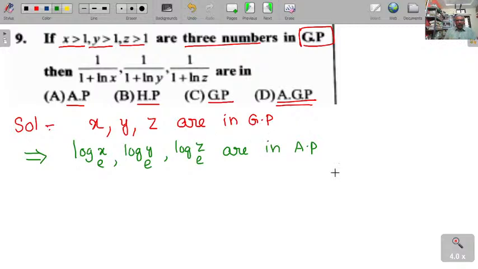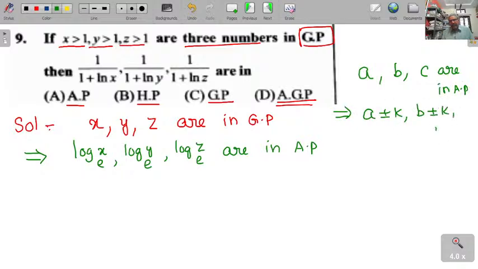Now if you add a non-zero constant term, or even a constant term, to each term of an arithmetic progression, the resulting series is also in arithmetic progression. For example, A comma B comma C are in AP, then A plus or minus K, comma B plus or minus K, comma C plus or minus K are also a new series in arithmetic progression.